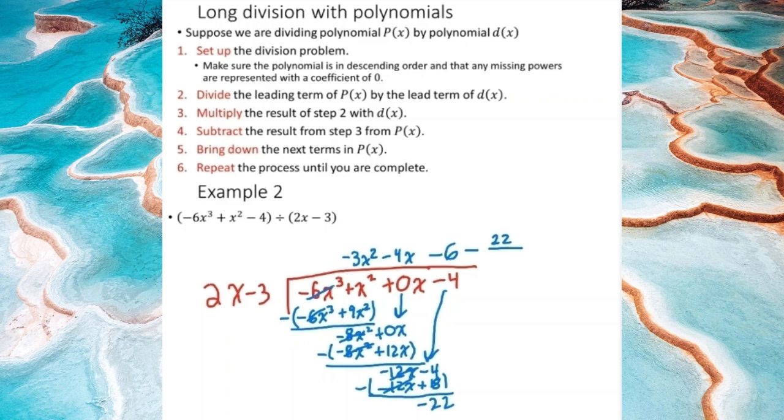So since negative 22 is our remainder, we'll put minus 22 over 2x minus 3. So our answer to the polynomial division is negative 3x squared minus 4x minus 6 minus 22 over 2x minus 3. Negative 3x squared minus 4x minus 6 is the quotient. Negative 22 is the remainder. Because negative 22 is not 0, then 2x minus 3 is not a factor of negative 6x cubed plus x squared minus 4.